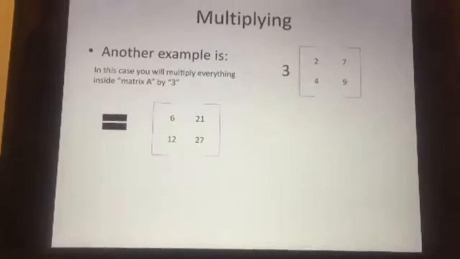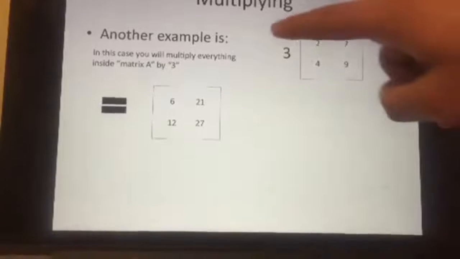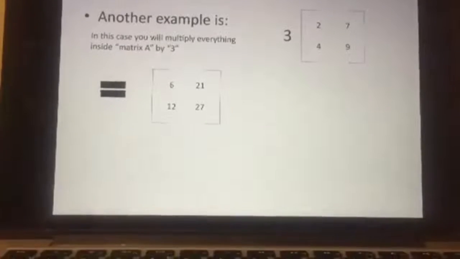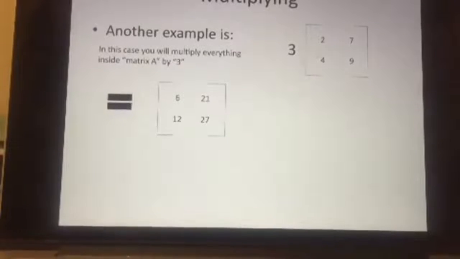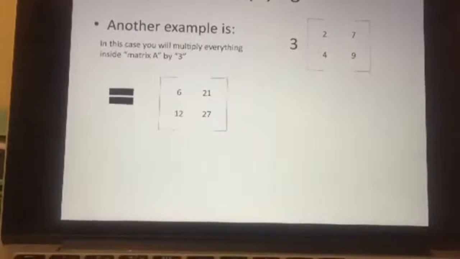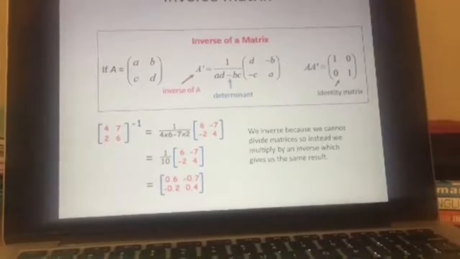Multiplying matrices. As our example shows, in this case we have the 3 on the outside, meaning that you multiply everything inside, which equals 6, 21, 12 and 27. Now we move on to inverse matrices.